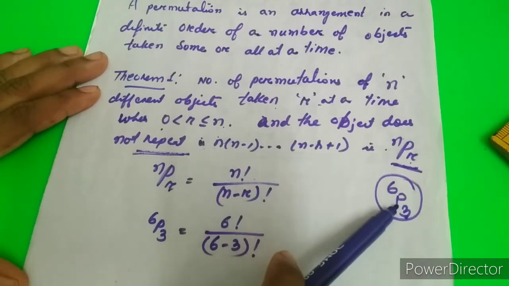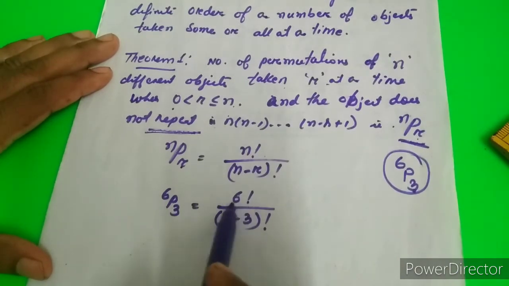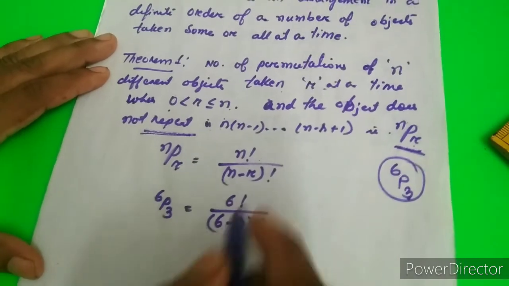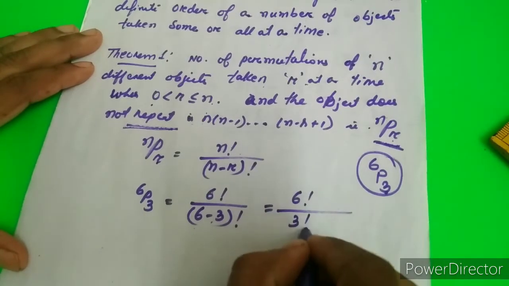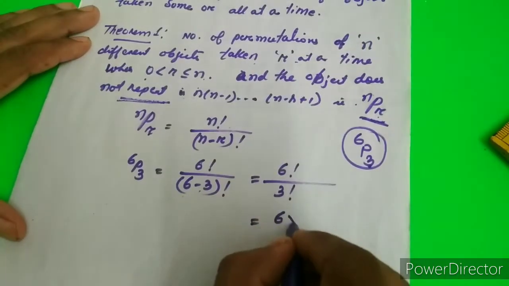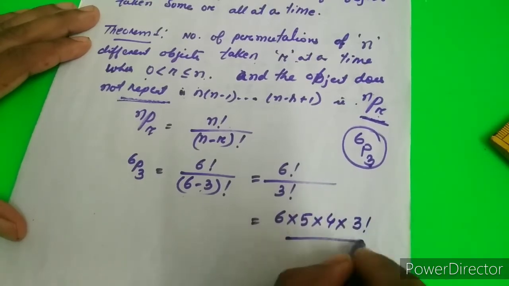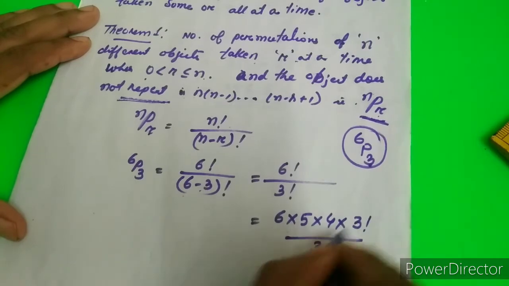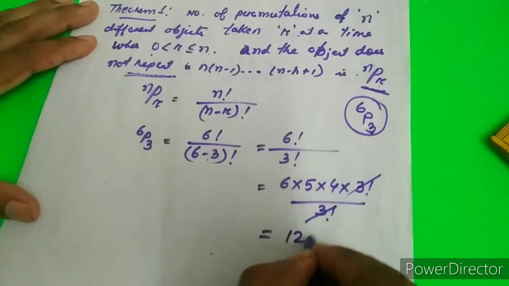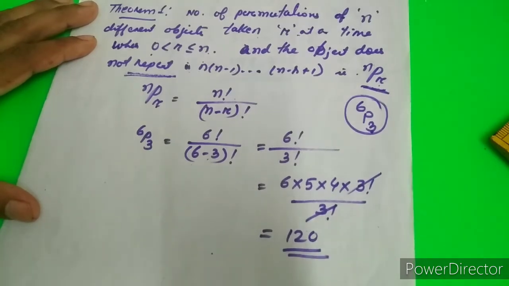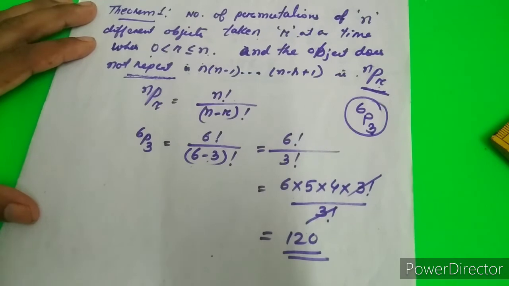Now here in this case I have taken 6P3. Here n value is 6, so 6 factorial over (6 minus 3) factorial, which is 6 factorial over 3 factorial. I can write 6, 5, 4, 3 factorial, because in the denominator 3 factorial is there, I am cancelling it. 6 times 5 is 30, that's 120. Clear? That's what theorem 1 says in the case of permutations.